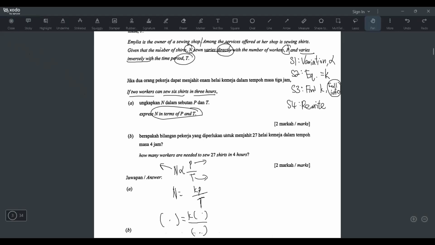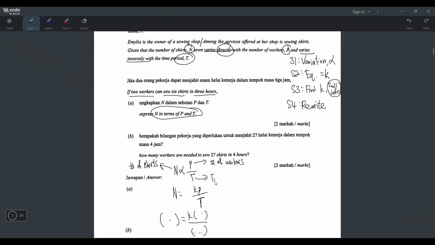So let's read one more time. What is n? N represents number of shirts, right? And I even recommend writing the unit if there is a unit. But this one, number of shirts, has no unit, so no need. And then p is number of workers, which also has no unit, because it's just the number of people. And then time period, they never give us a unit.